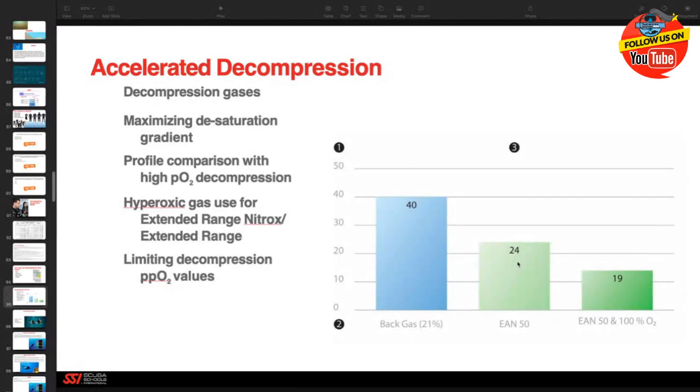If we use two different types of decompression gases, nitroxes, what we'd end up having is gas 1 at 50% and gas 2 at 100%. We could take a 40-minute decompression time down to 19 minutes. The reason for that is a lot of fun. And the way I like to look at it is if you look at a highway or freeway going into LA, right? If there's only one way in and one way out of LA, and there's 10 lanes on the other side, that's what's happening with 21% nitrox, right?